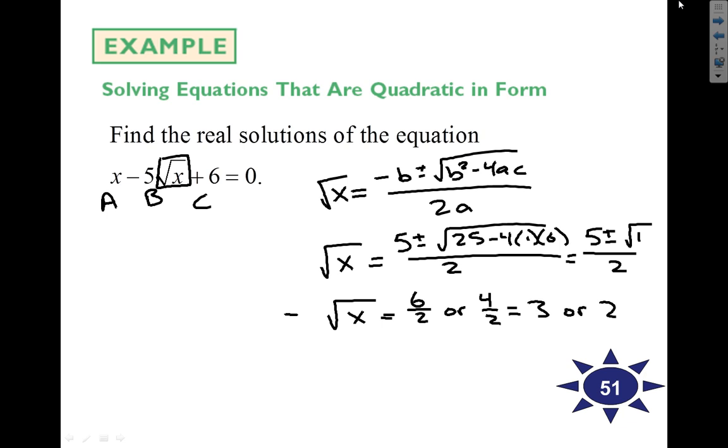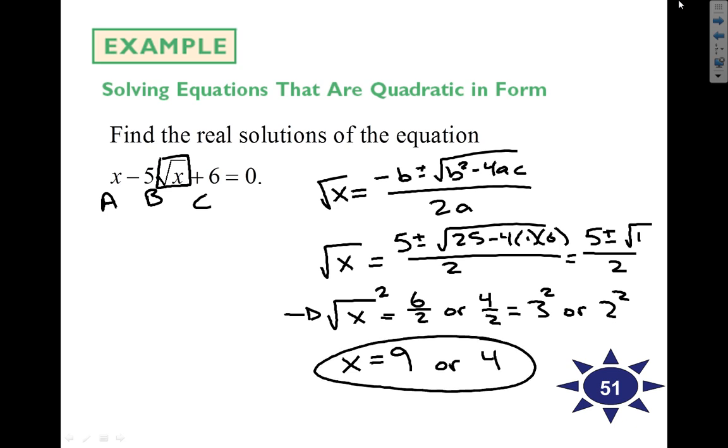But that equals the square root of x. We want to solve for x. How do we get rid of the square root? We need to square. So x is either equal to not 3, but 9, or not 2, but 2 squared, 4. x is either 9 or 4. All right, those are your two solutions. That's how you're going to solve this. Use the quadratic equation for root x, and then square your answers.